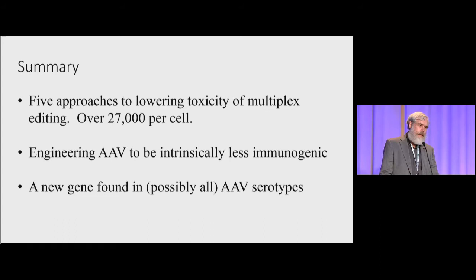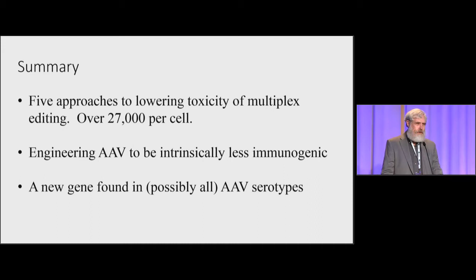We're engineering adeno-associated virus to be intrinsically less immunogenic. It's just a very short piece of DNA that you can put into all your vectors. And then finally, we studied AAV with new machine learning tools that are so awesome, we found a new gene. And hopefully I'll convince you that we have a new gene.